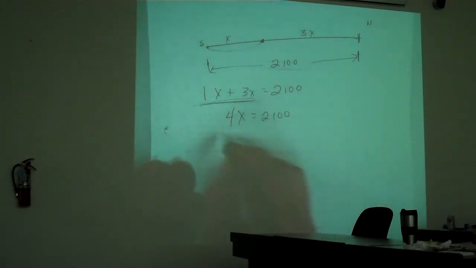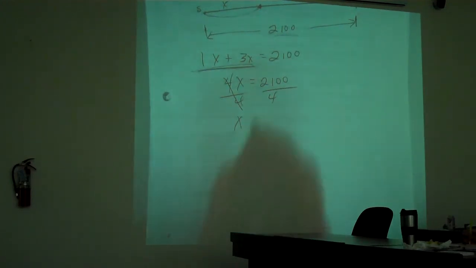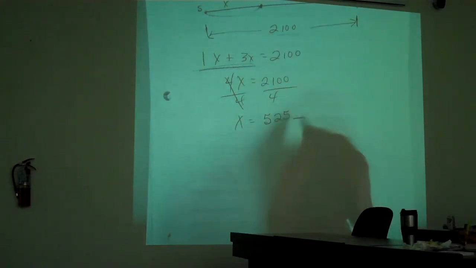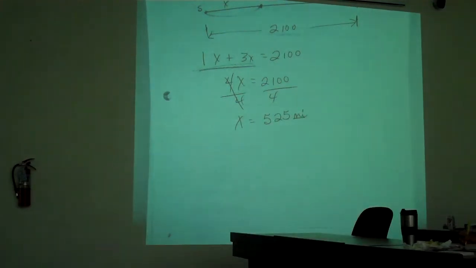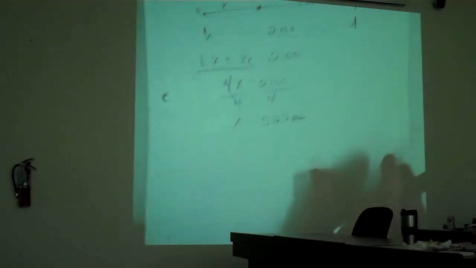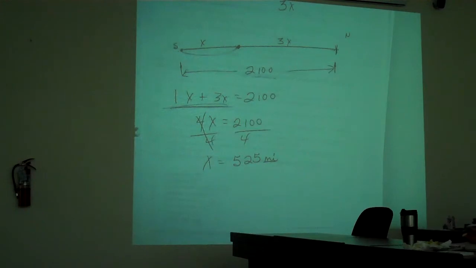4X is 2100. So divide by 4, it gives you 4 into 2100 is about 525. And what is this in? Unit. Miles. The unit is miles. Okay. So that would be how far he was from the south peak. If it wanted to know the north peak, you just multiply it by 3, right? And we won't do that together.